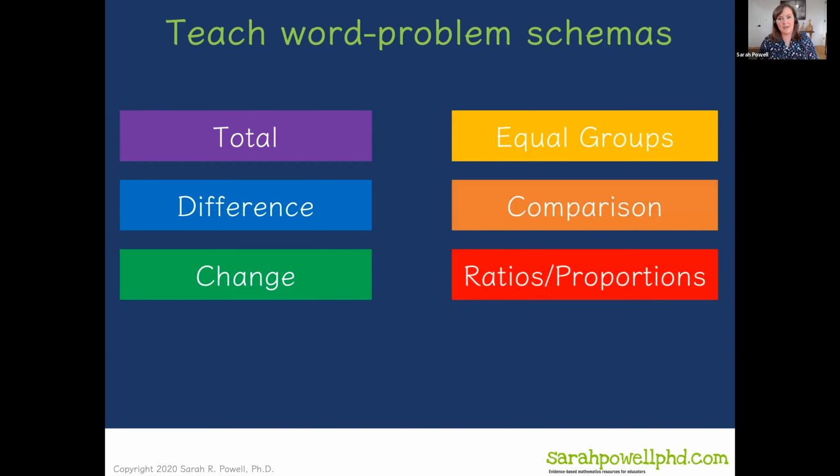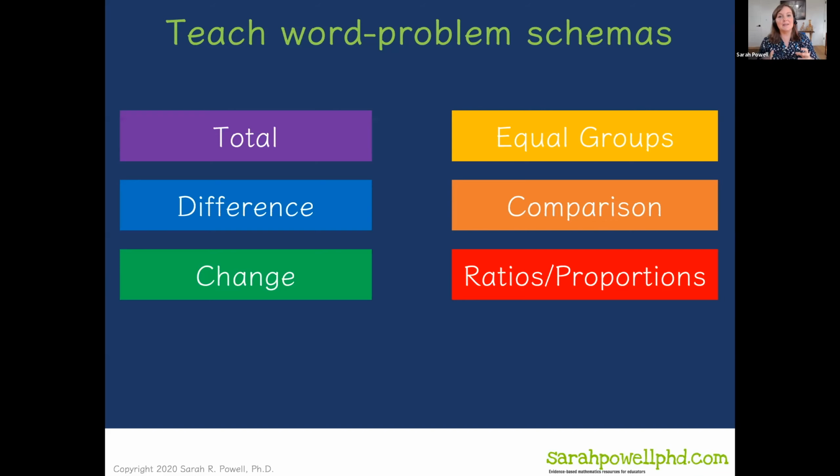And then on Wednesday, we'll talk about the 3 multiplicative schemas that are very commonly seen in the middle school and high school grades. And that is the equal group schema, the comparison schema, and the ratios or proportion schema. Now you might say, well, Sarah, I'm teaching 8th grade, so let's just get to that multiplication and division stuff. And I wish it was that easy. We'd only have to have 2 sessions instead of 3.